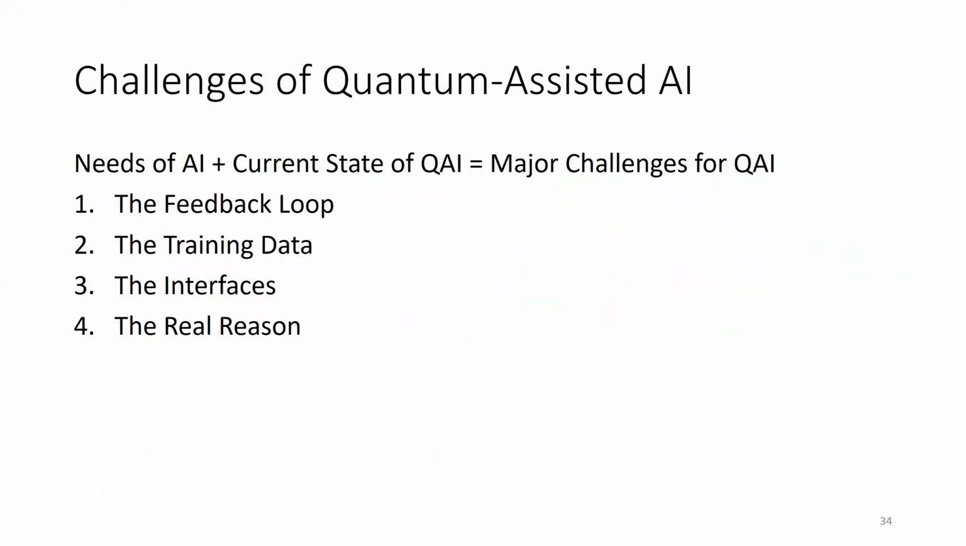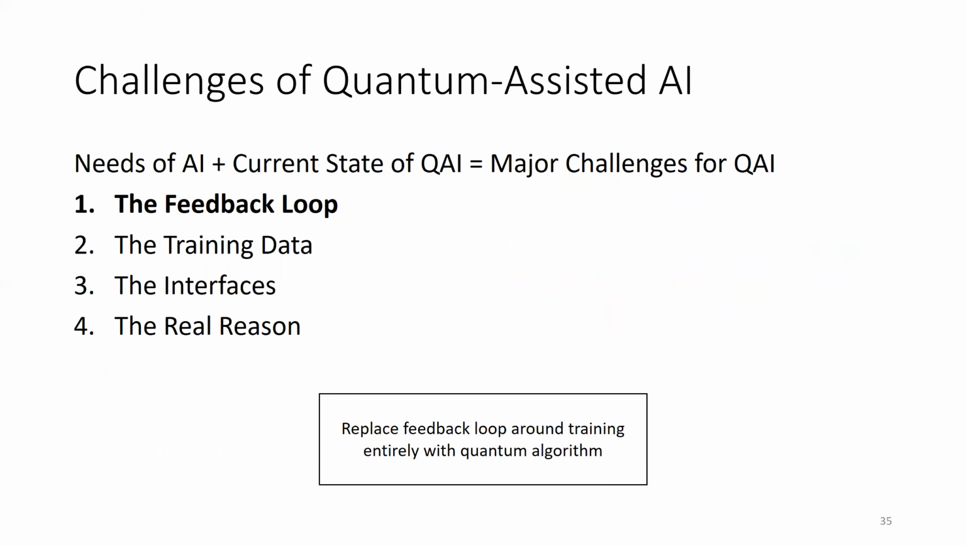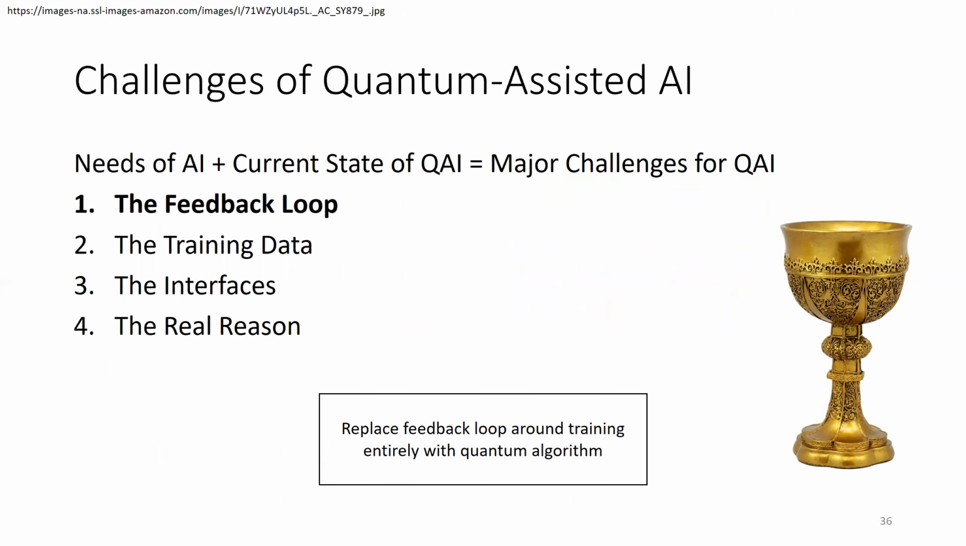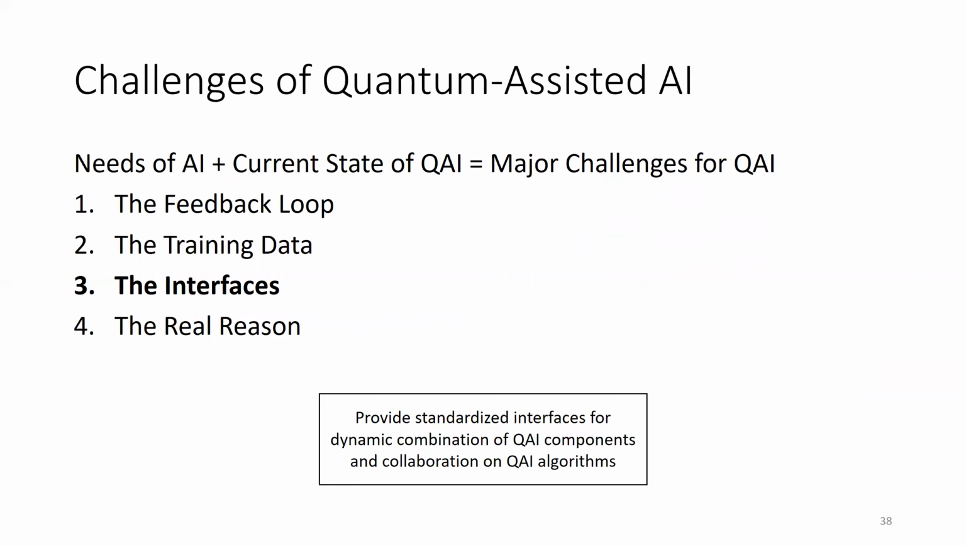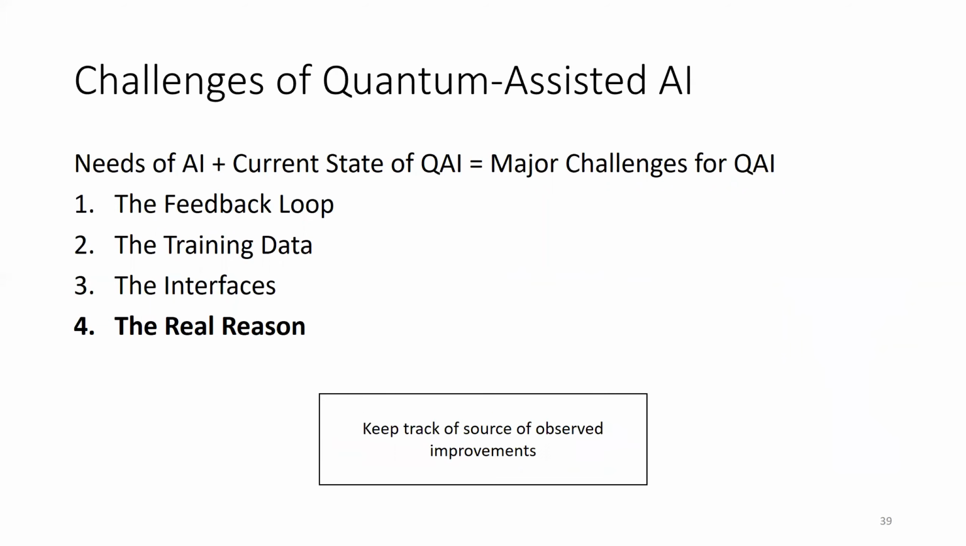When I talked about the needs of AI and the current state of QAI, we can say that there are some major challenges, and we think there are four major challenges. First, the feedback loop: replace the feedback loop around the training entirely with quantum algorithms. In our opinion, this is the holy grail, really the holy grail, for helping the model with policy selection for training and assessing the quality of service. This would be great. The next challenge is the training data: how to provide algorithms that process huge data, or the essence of huge data, on quantum computers. Then the interfaces, as often: how to provide standardized interfaces for the combination and collaboration of hardware, software, and people. And I like that one, the real reason: keep track of the source of the observed improvements.